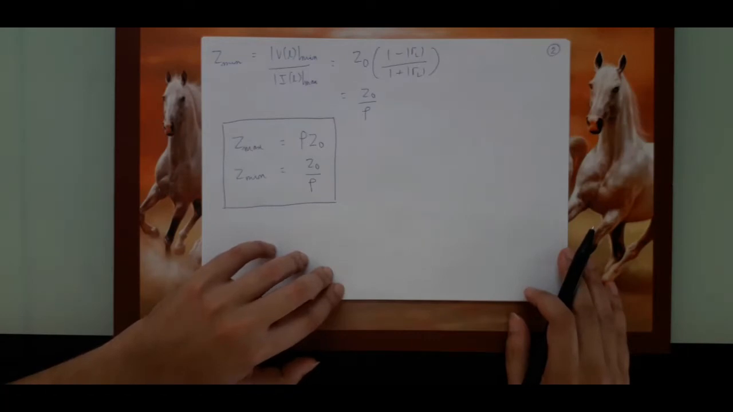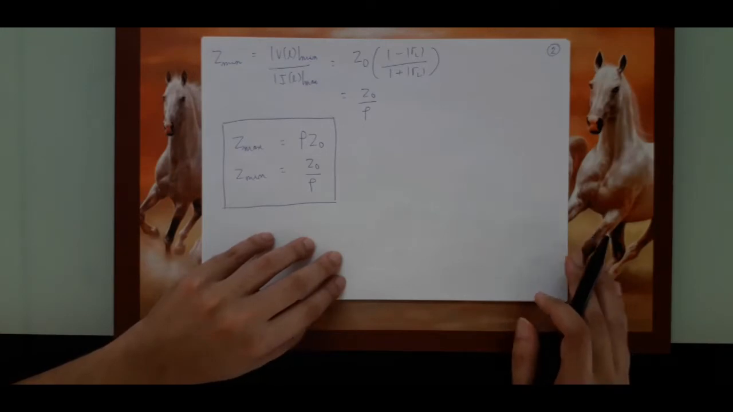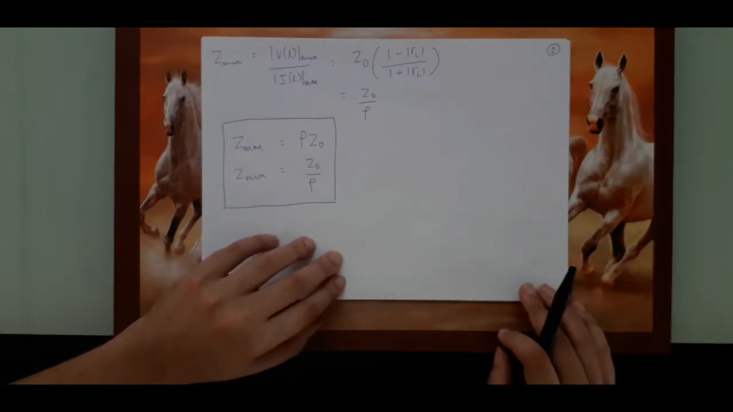So higher the standing wave ratio or higher the rho, worse is the load. Lower the standing wave ratio, better is the load. Which means that if your standing wave ratio is low, it has less chance of forming a standing wave, and therefore more power is transmitted to the load.